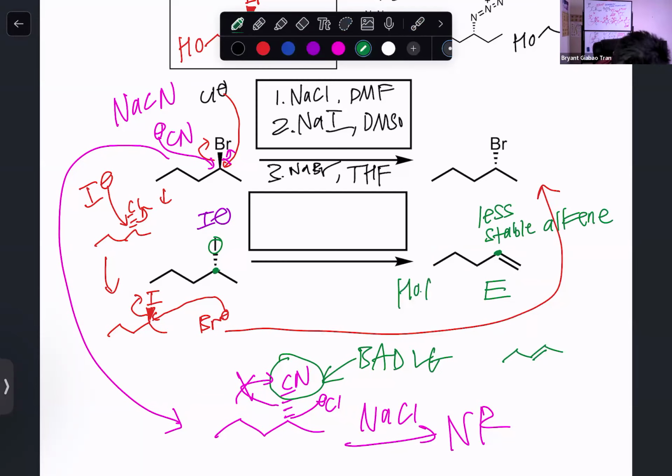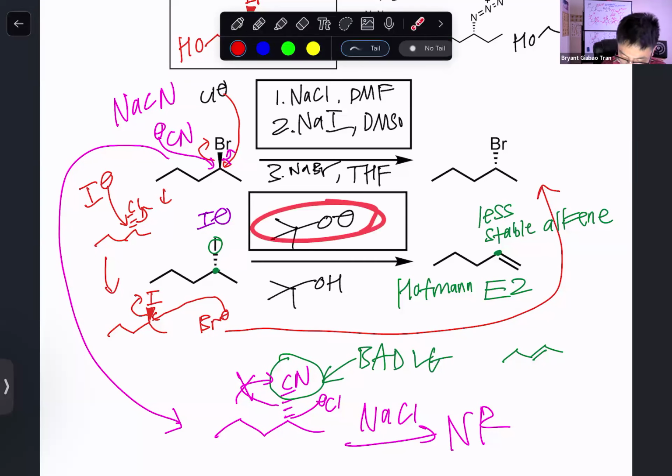E2 reaction. And what kind of base? We know it's going to be a strong base, strong nucleophile, because that's what E2 reactions use. But what kind of strong base will a Hofmann E2 reaction use? A small unhindered base or a big bulky base to get the Hofmann product? Yeah, it's the bulky one. So you could use tert-butoxide like this. You could have written it in its condensed formula too, but I like drawing it in the bond line form.